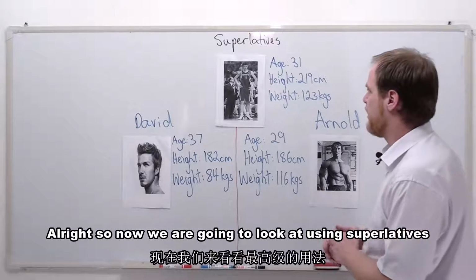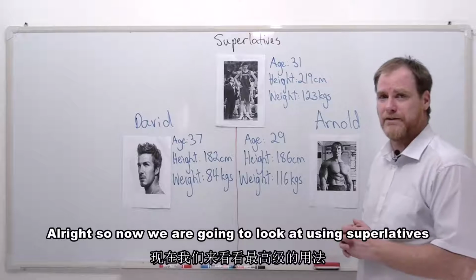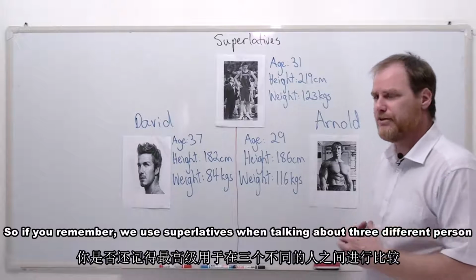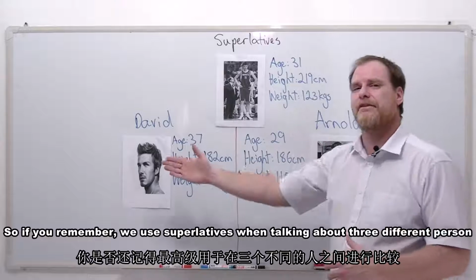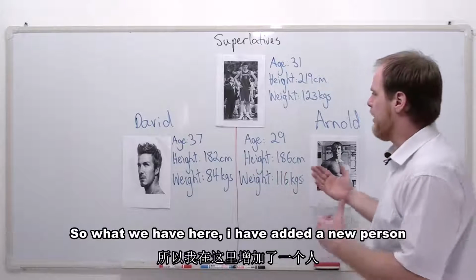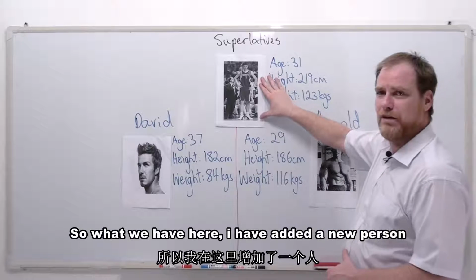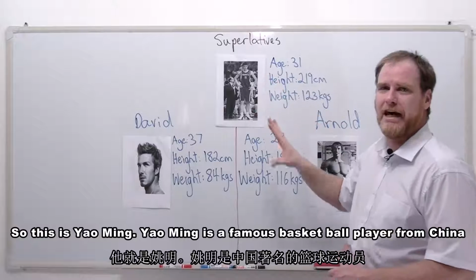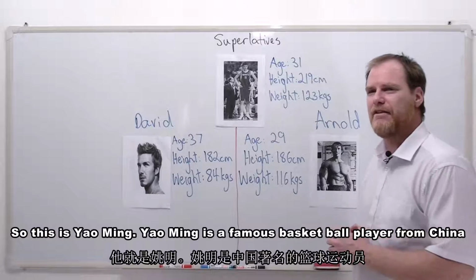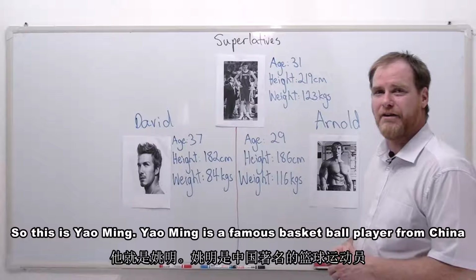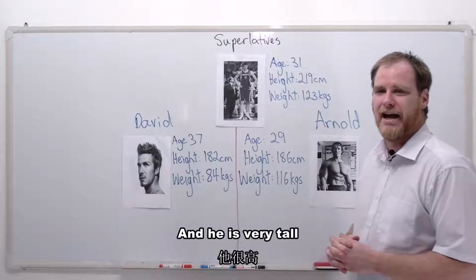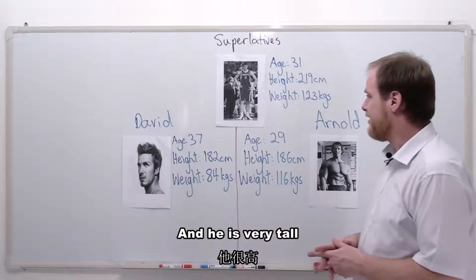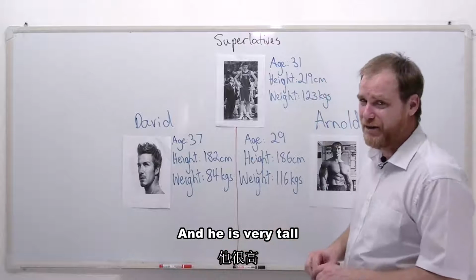Alright, so now we're going to have a look at superlatives. If you remember, we use superlatives when we want to talk about or compare three different things, okay? What we have here is I've added a new person. This is Yao Ming. Yao Ming is a very famous basketball player from China, okay? And he is very tall.